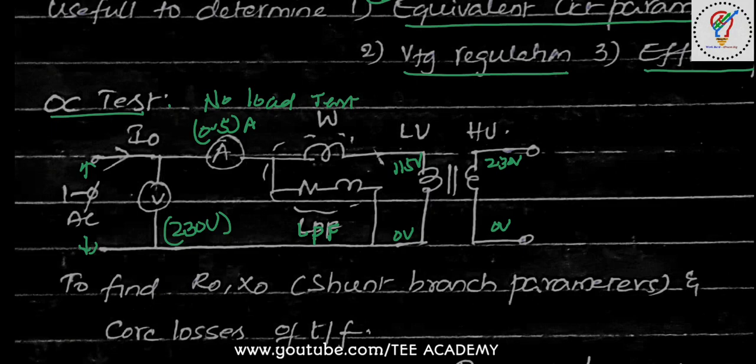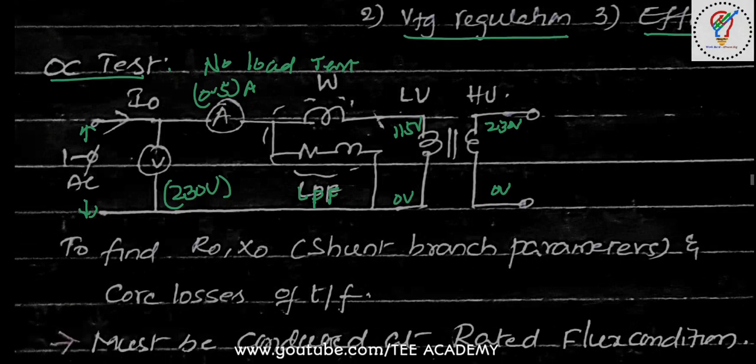Now what will happen here is, when we are applying single phase supply, the transformer primary winding is going to be energized. Because of energization, it is going to give some core losses, so core loss is going to be considered. To find R0, X0, the shunt branch parameters which you studied in the previous video, and the core losses of the transformer, we are going to perform this OC and SC test.